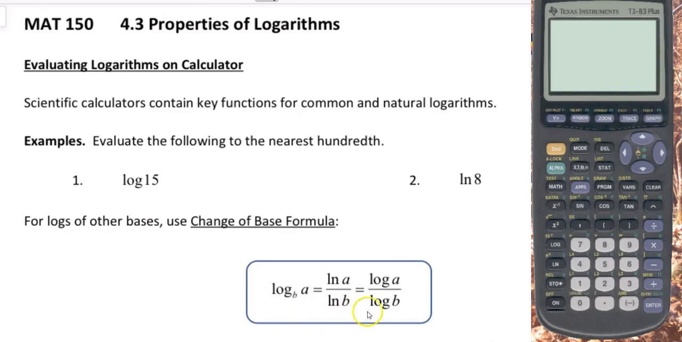In this section, we're going to focus on properties of logarithms. You should have already practiced going back and forth between logs and exponentials. But we're going to focus primarily on properties of logarithms in this section so that we have some tools we can use when we move to equations that involve logarithms.